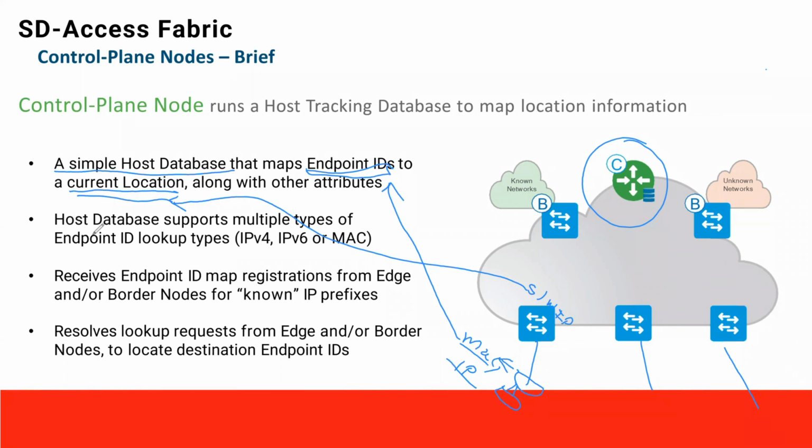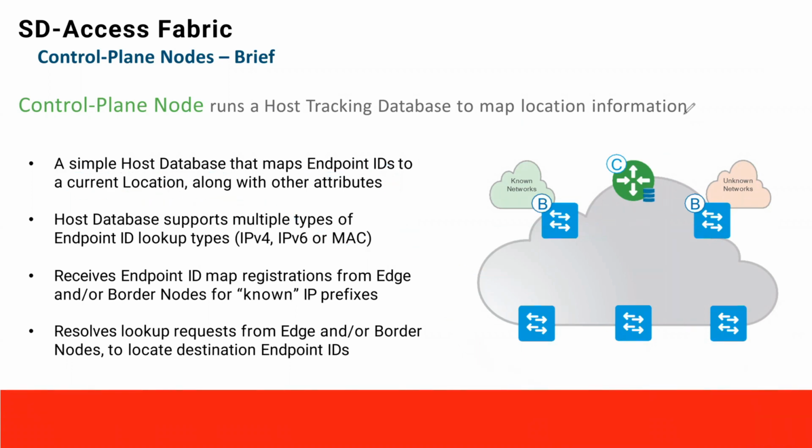The host database supports multiple types of endpoint ID lookup types. It will be either MAC or IP or even IPv6. All these types of lookup are supported on the control plane node. Now it receives the endpoint ID map registrations from the edge or border nodes for known IP prefixes. Keep this in mind. This entire cloud inside is a known network. We don't have anything unknown inside.